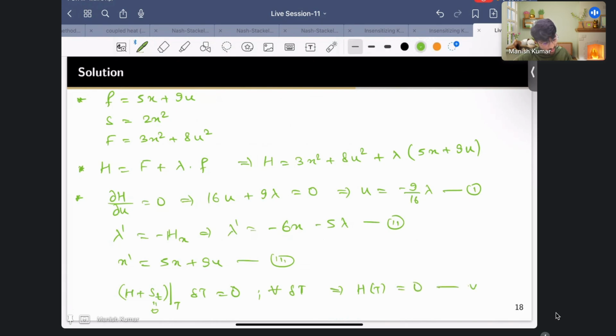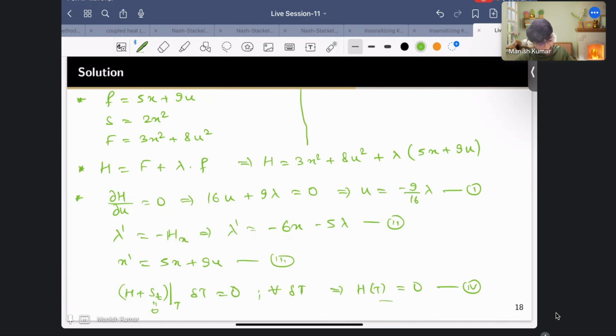So this is the fourth equation. Again, you have a system of equations in x prime and lambda prime, in x and lambda. So with this, what are the boundary conditions and all?